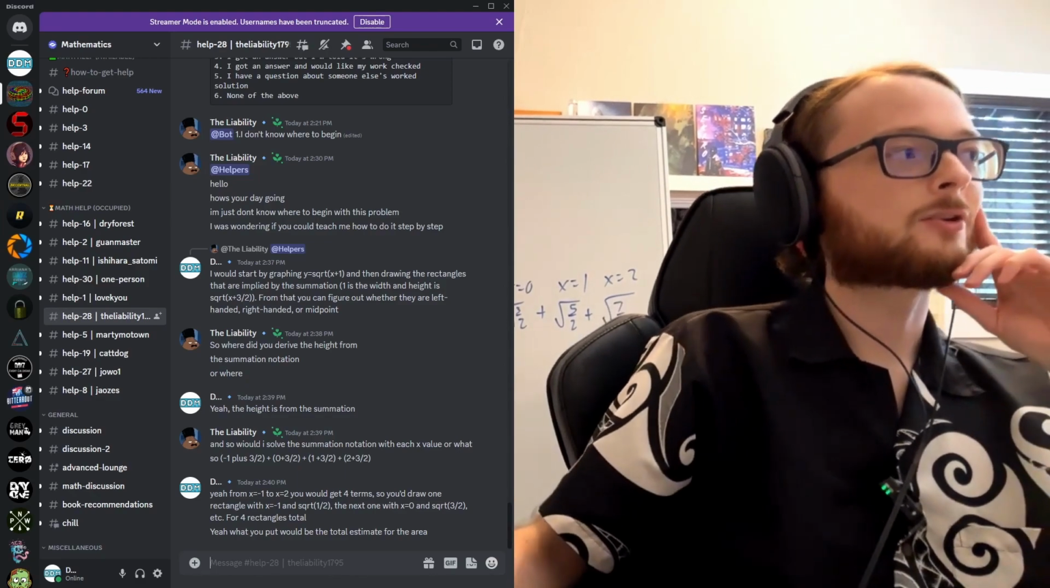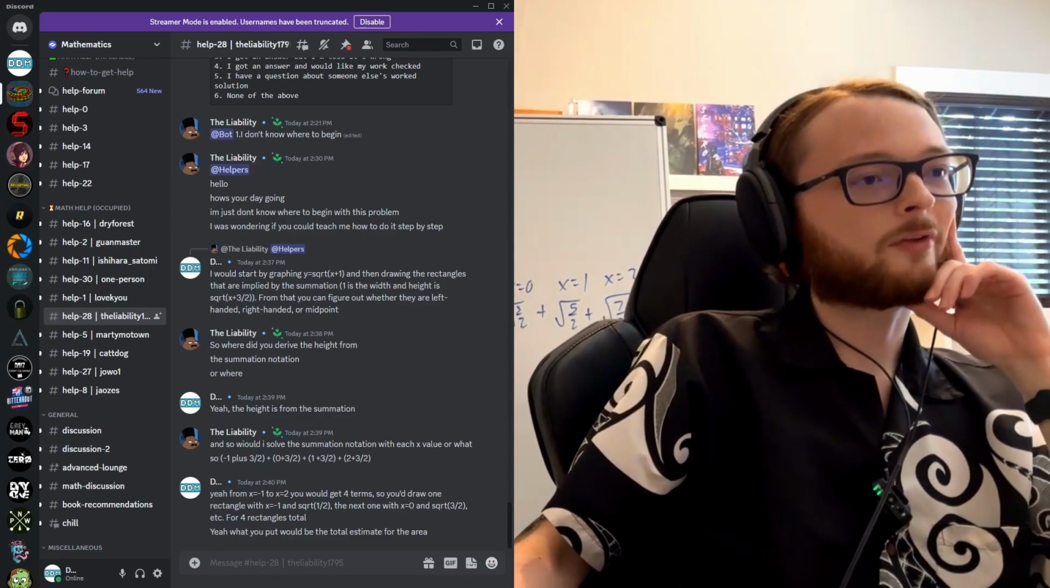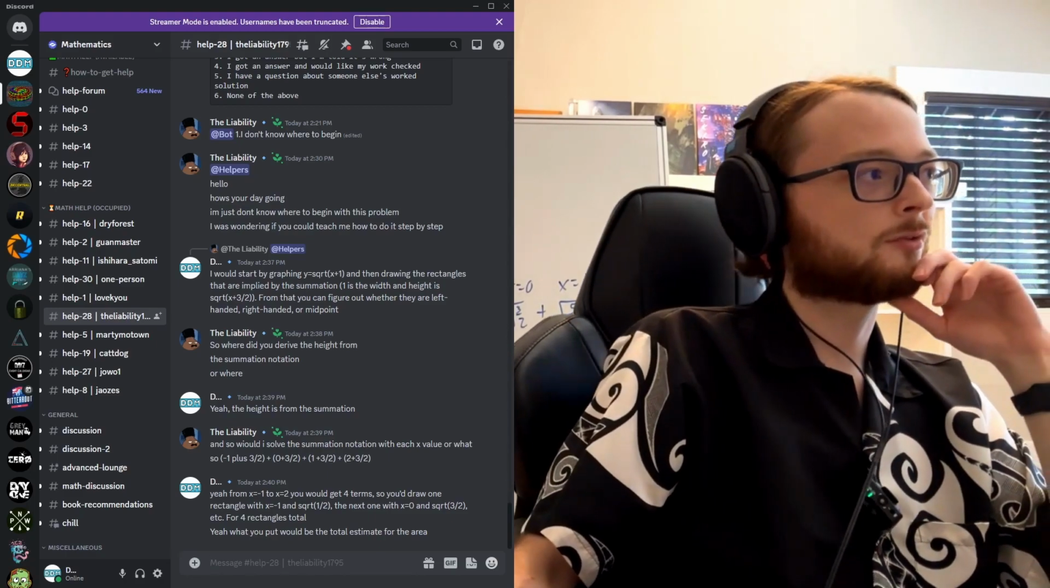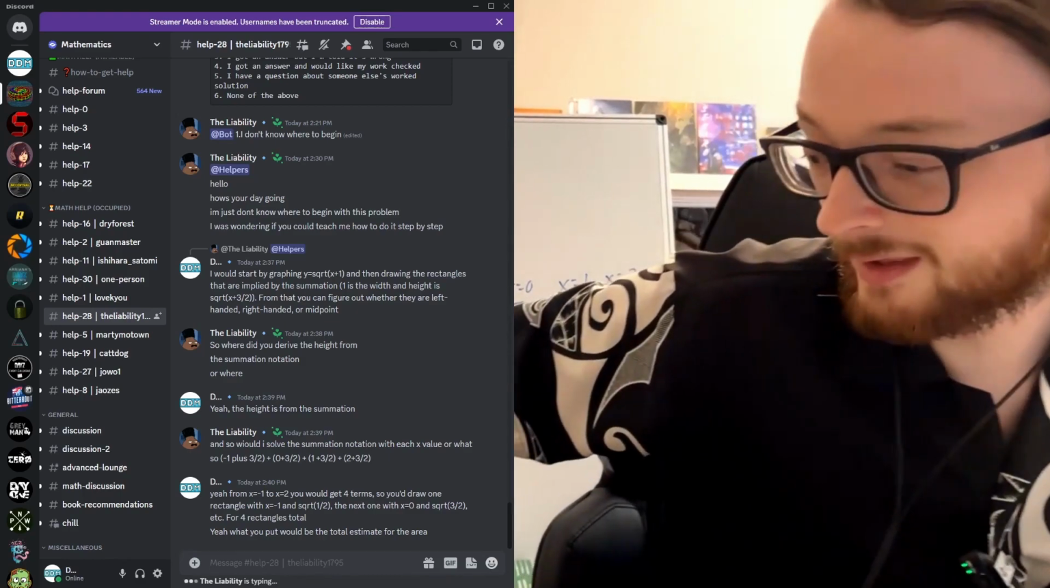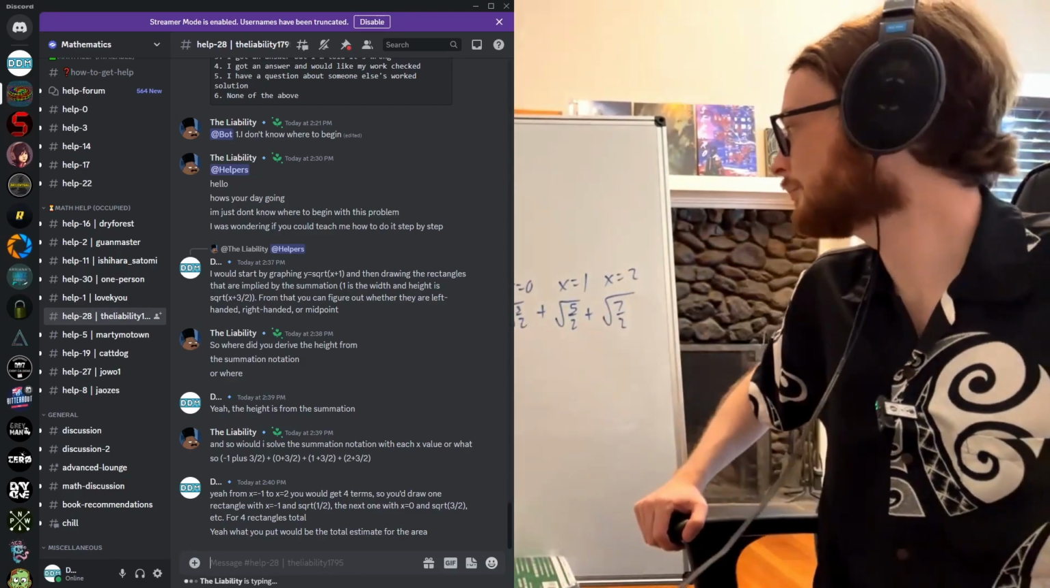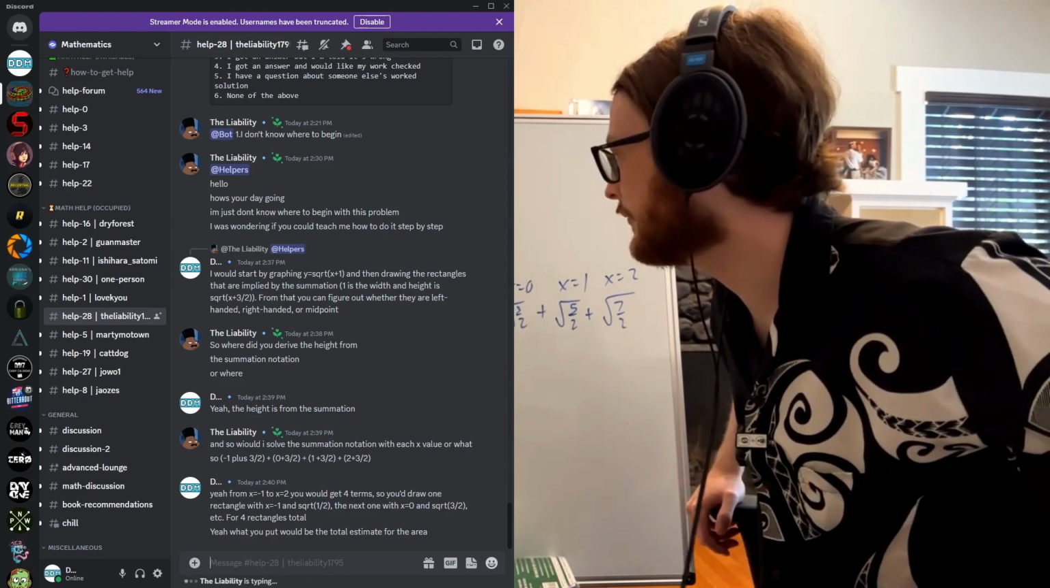So I think we need to actually integrate the function to tell if it's an over or under estimation, which I feel like kind of defeats the purpose of the problem. If you're just able to integrate it anyway, but maybe they're just doing it as an exercise and using easy examples.